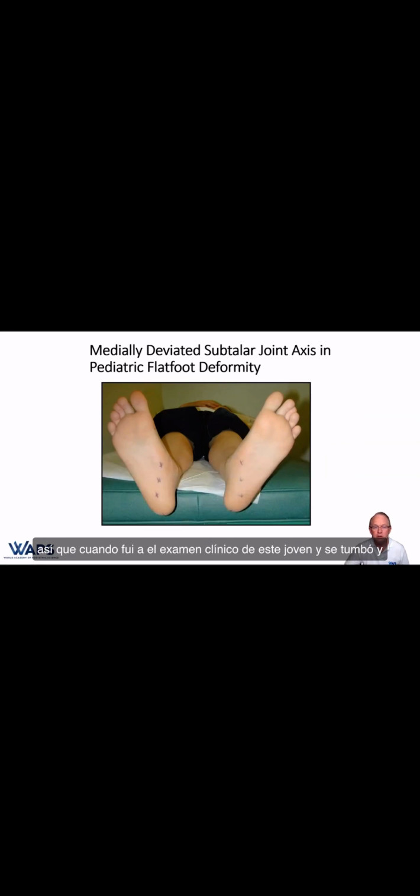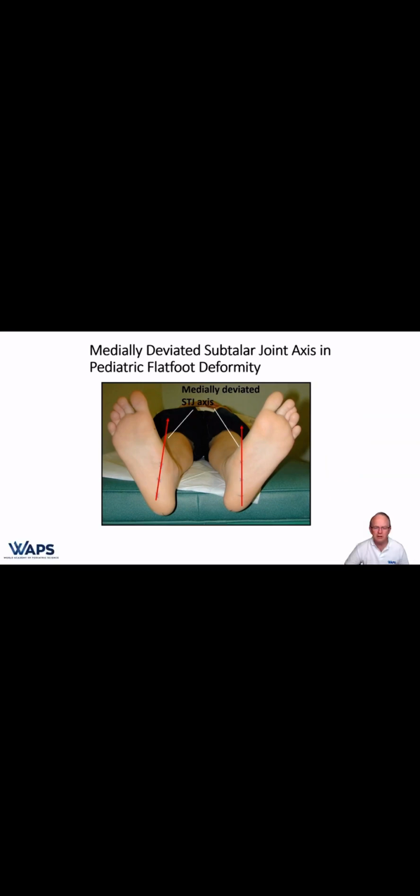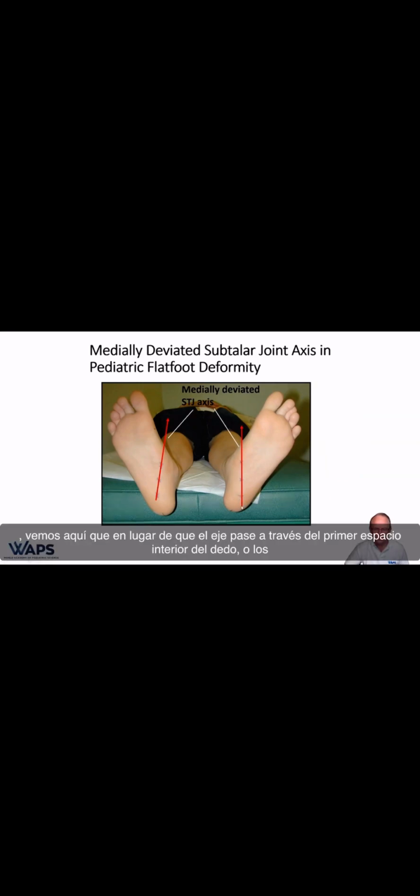So when I went to the clinical examination of this young man and laid him flat on his back and measured the subtalar joint axis by the palpation technique I've described in the last 2 lectures, we see very clearly that the axis of the subtalar joint is medially deviated. We see here that instead of the axis passing out through the first intermetatarsal space or sesamoids, it is passing out basically through the navicular on both feet.